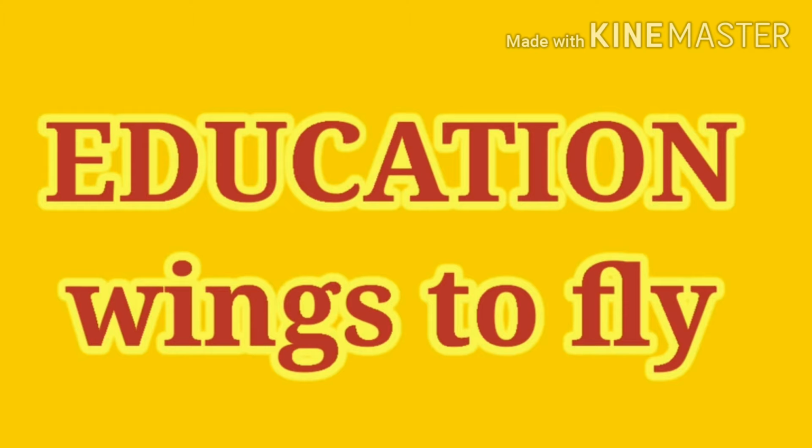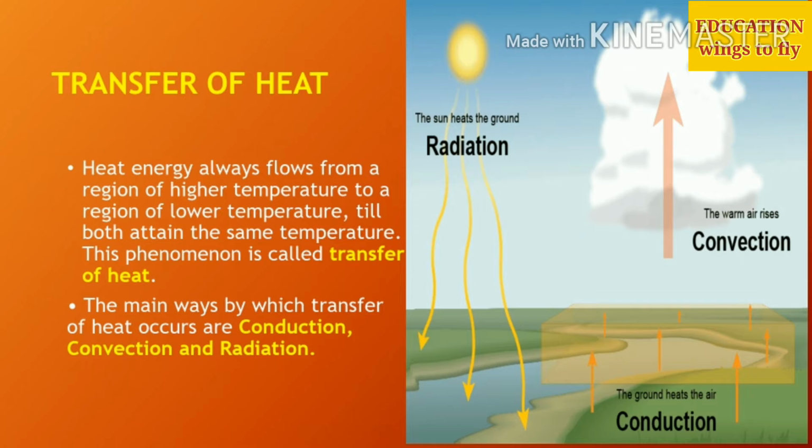In today's class, we are going to discuss transfer of heat. Heat energy always flows from a region of higher temperature to a region of lower temperature till both attain the same temperature. This phenomenon is called transfer of heat. The main ways by which transfer of heat occurs are conduction, convection, and radiation.